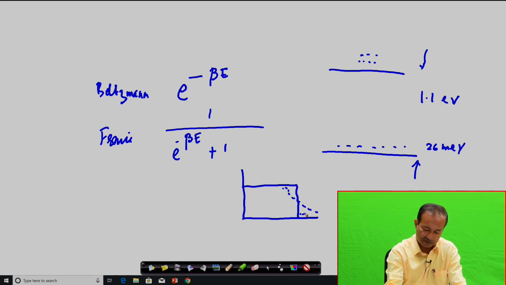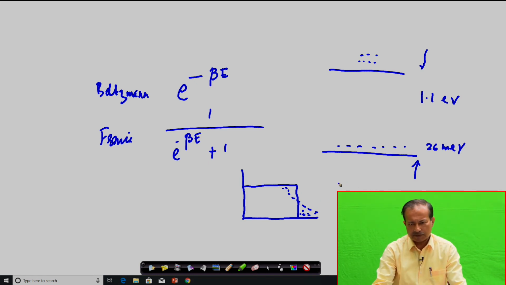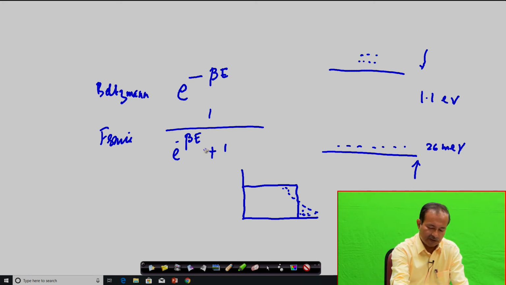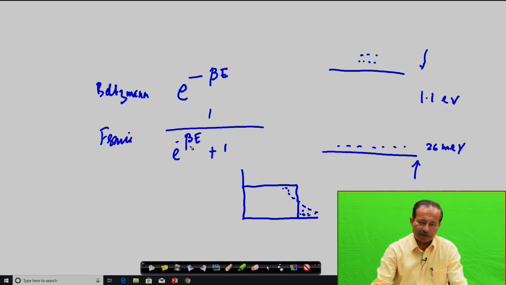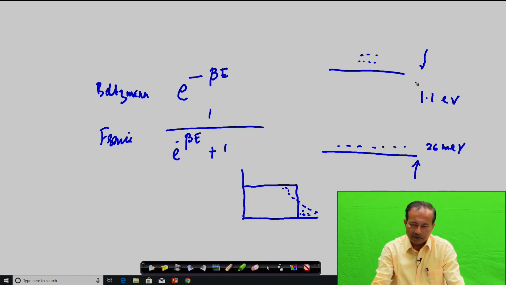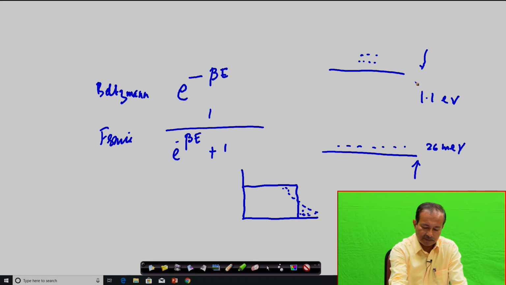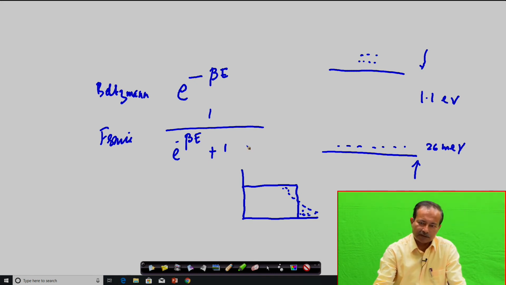So, there are always finite probabilities that you will be above the gap. So, that is about it. In place of E you can put the gap, which is 1.1 electron volt, in place of beta you put 1 over 26 MeV, and then you will find that this number is no longer 0, and that is it.